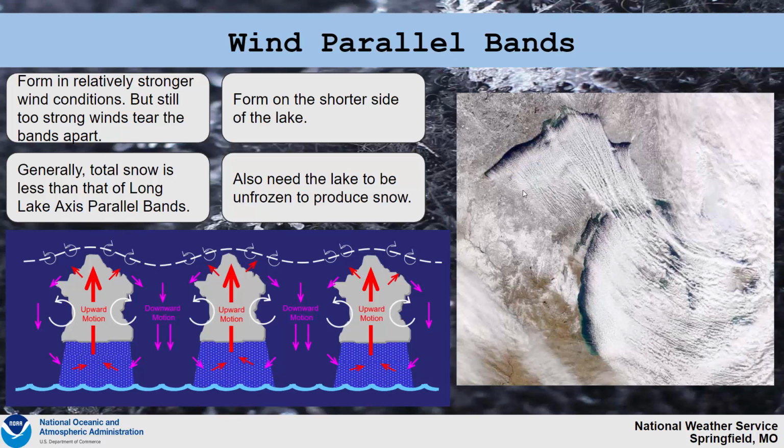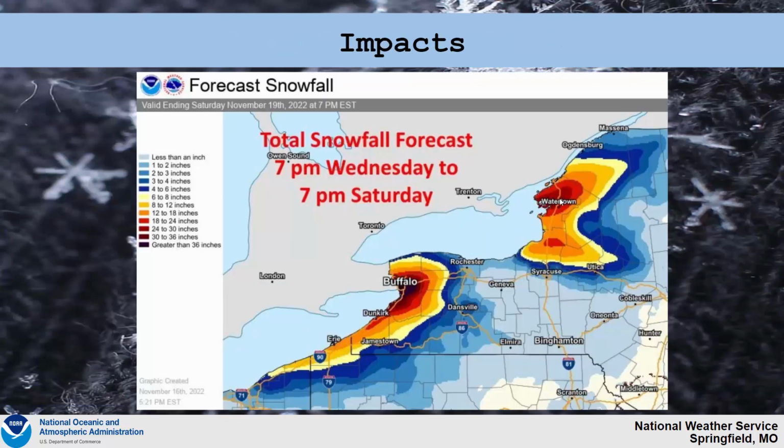Because of the thinner nature of these bands, and because they form after the short edge of the lake, so this is Lake Superior here, this would be the long edge. Since they're coming off the short edge here, they generally produce less snow than the long lake axis parallel bands. But don't get caught off guard, because they can still persist for hours and still produce a lot of snow. And by a lot, I mean a lot.